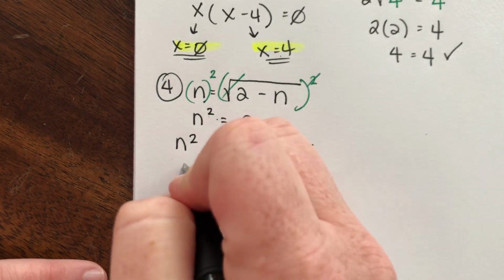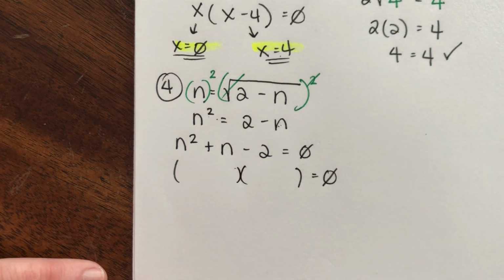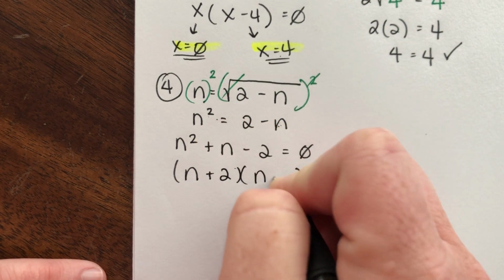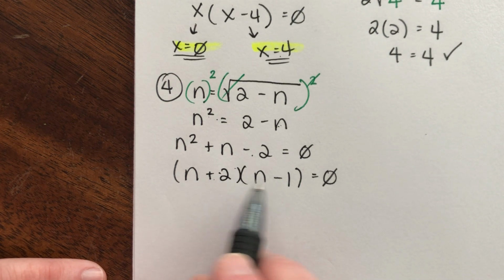Now I can factor. We're building on all those skills that we've previously learned, so hopefully you guys are recalling all that. Factors of -2 that add up to +1 are +2 and -1. So n plus 2, n minus 1. 2 times -1 is -2. 2 minus 1 is still +1.